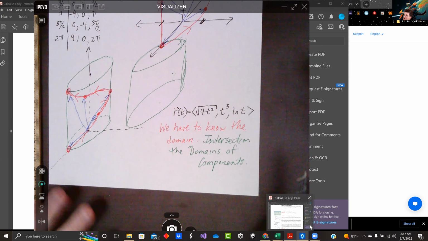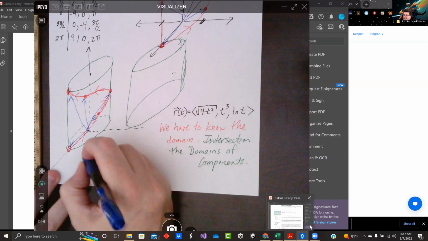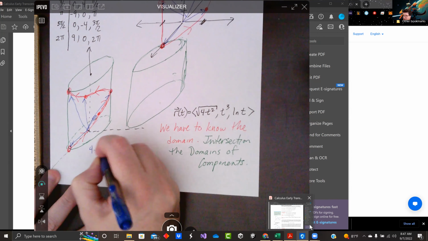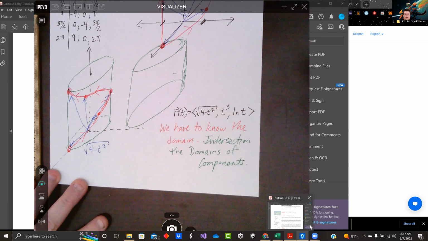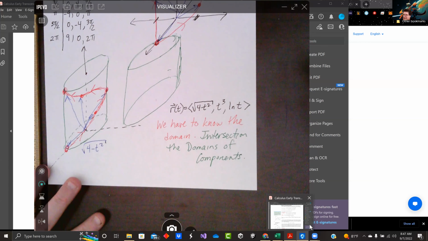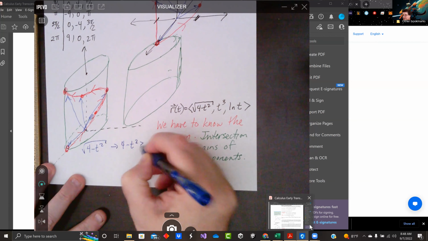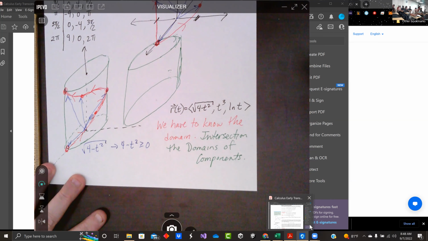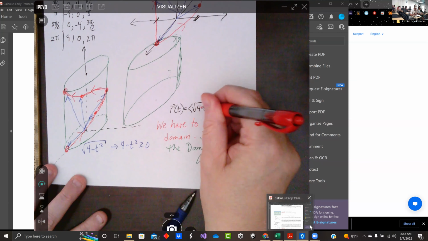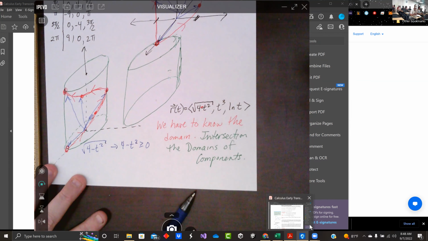Our first restriction comes from 4 minus t squared being in the square root. We want to have real numbers, which means the inside needs to be greater than or equal to 0. You might want to make that 4 minus t squared in your original vector a little more clear, because even to me that looks like a 4t squared. There you go.